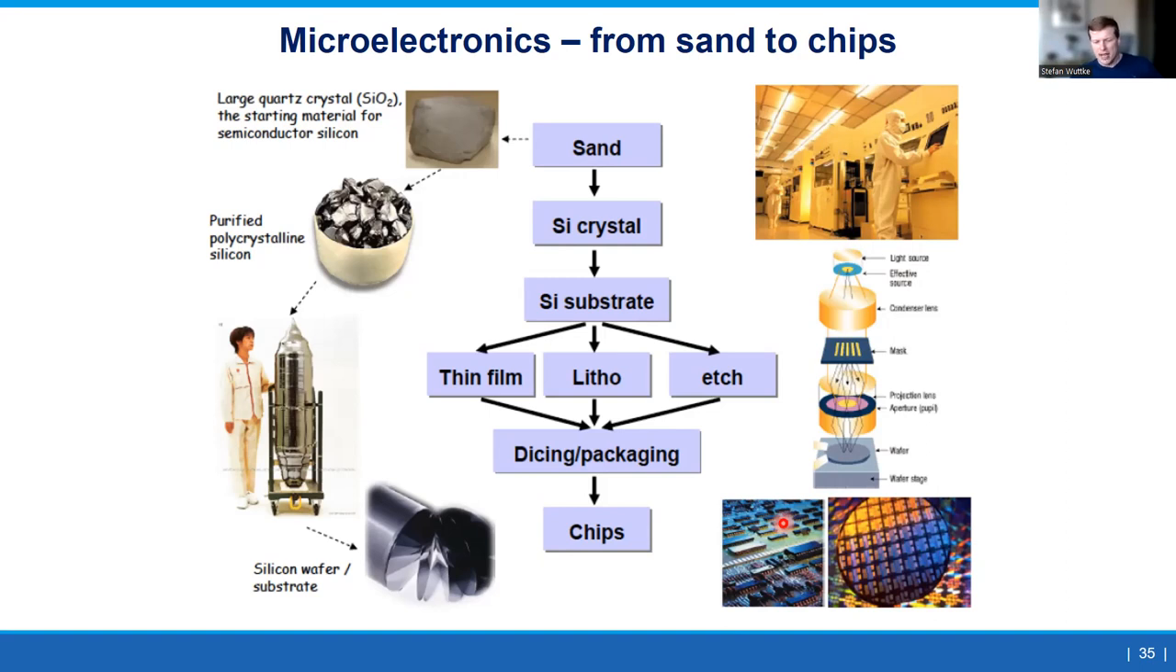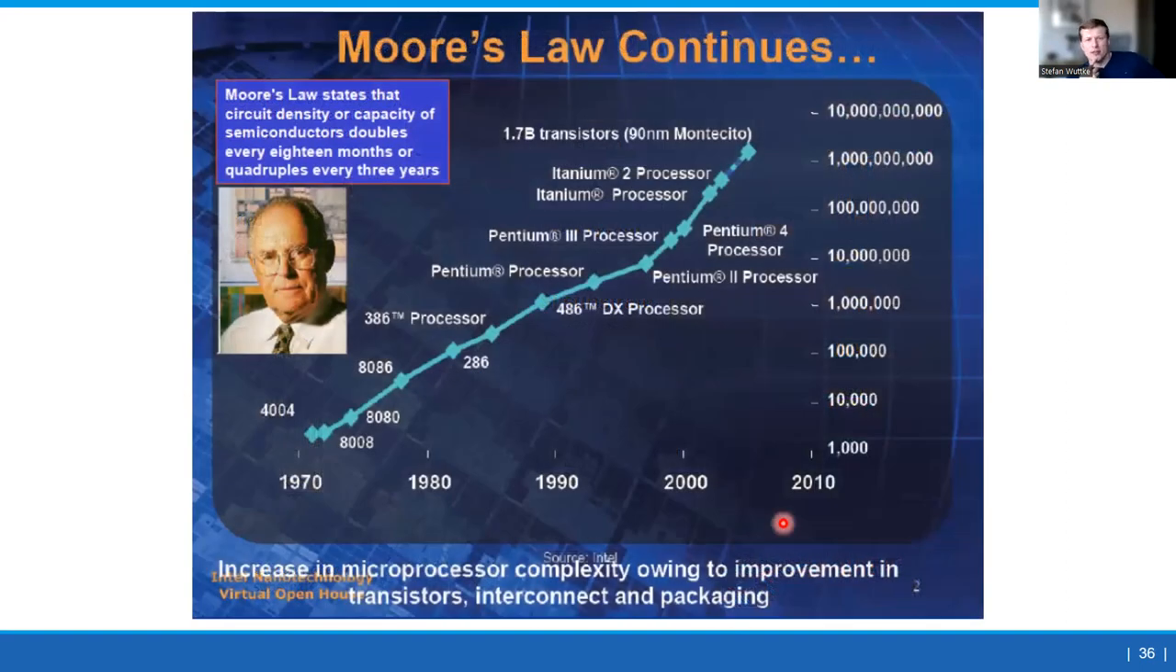And there we have Moore's law. This is very famous. It was very famous. Moore's law states that the density or capacity of semiconductors doubles every 18 months or quadruples every 3 years. And this was in the beginning quite true, but it's now slowing down exponentially. And the key problem there is again that we have limits. If we stay with silicon, at the end we come to physical limits, and this is a problem.